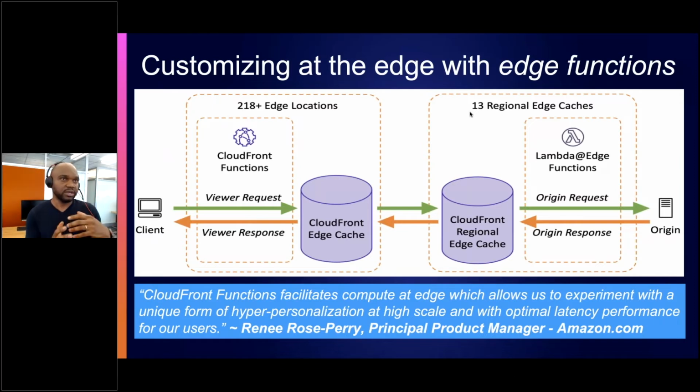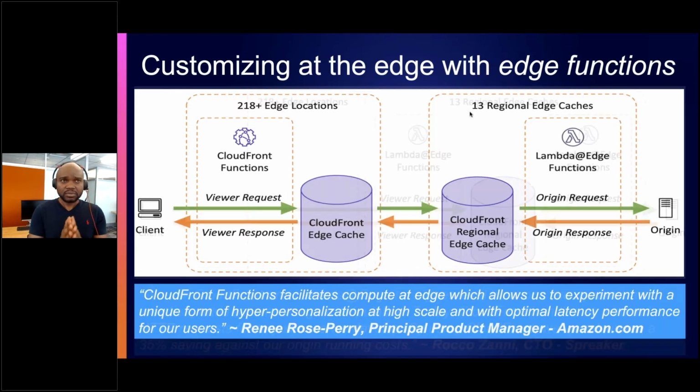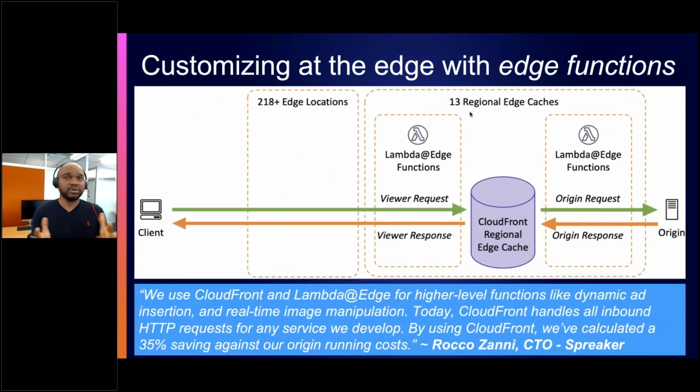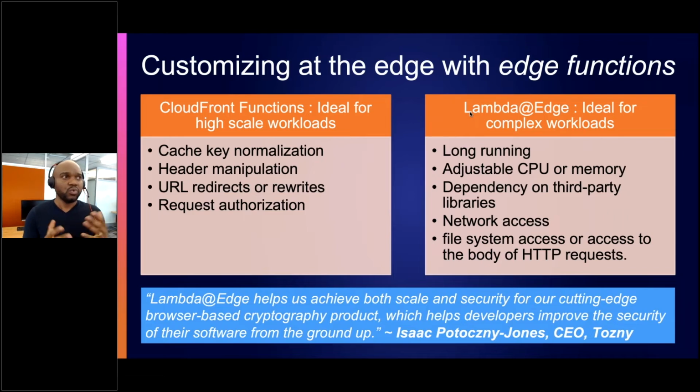Here, you can use CloudFront Functions on viewer events, viewer request or viewer response, and Lambda@Edge you can use for viewer request, viewer response, origin request, and origin response. So since these are our two edge functions, when do you use each? What are the use cases? As I said, CloudFront Functions currently support only viewer request and viewer response.